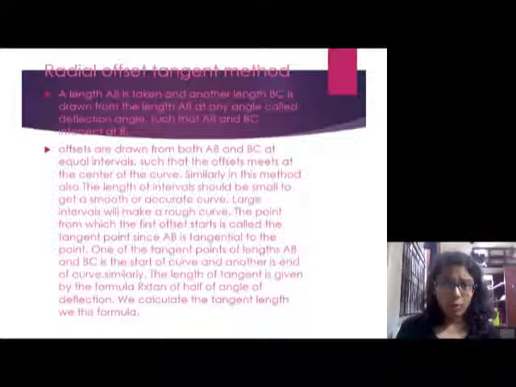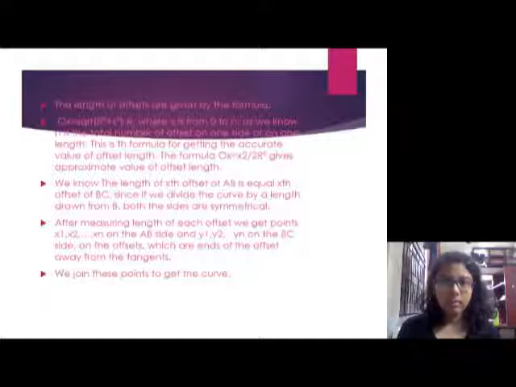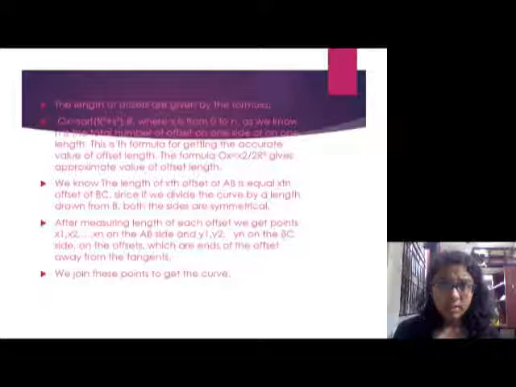The point from which the first offset starts is called the tangent point, since AB is tangential at that point. One of the tangent points of length AB and BC is the start of the curve and the other is the end of the curve. Similarly, the length of the tangent is given by the formula r into tan of half of the angle of deflection. We calculate the tangent length by this formula.